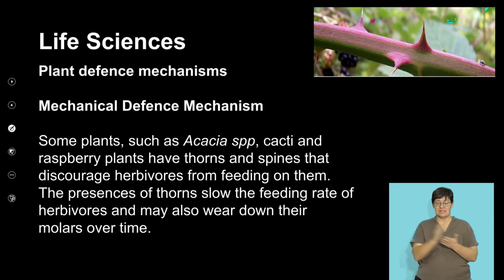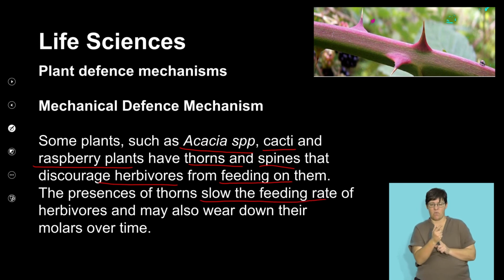Some plants, such as the acacia plants and even your cacti, or even your raspberry plants, have thorns and spines that discourage the herbivores from feeding on them. We'll find that the presence of the thorns slows down the feeding rate of the herbivores and may also wear down the molars over time.